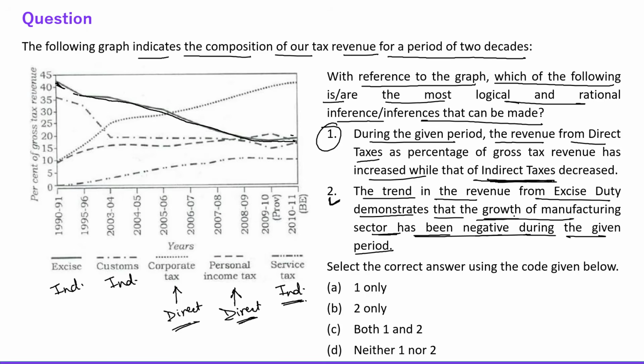So if we are getting less excise tax, it doesn't mean that the manufacturing sector is not performing well, right? So only the manufacturing sector is not responsible for the lower excise tax. So only the first statement is correct and the second statement is not correct, right? So here option A will be the correct choice, first only. Okay, now let's move to the other one.